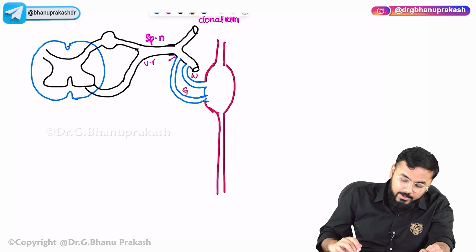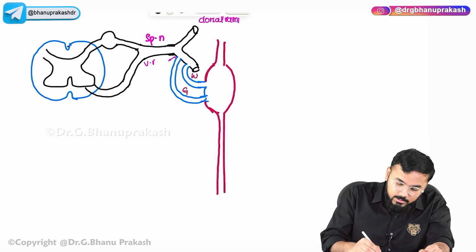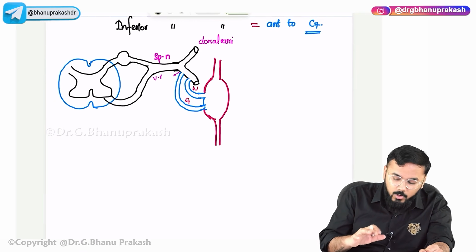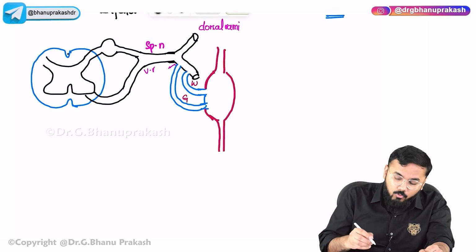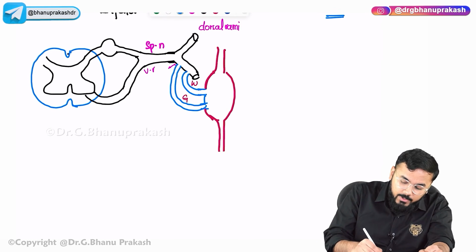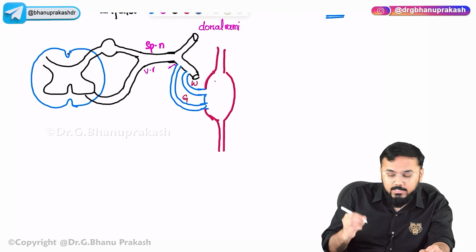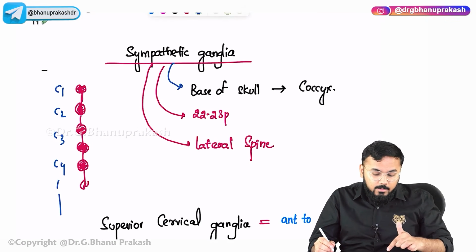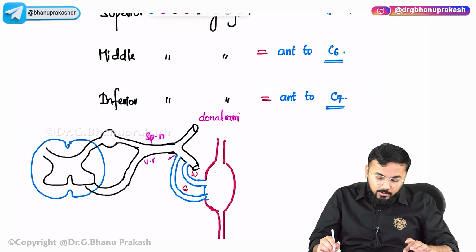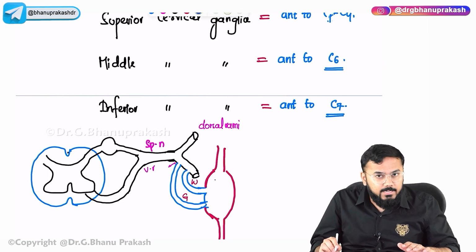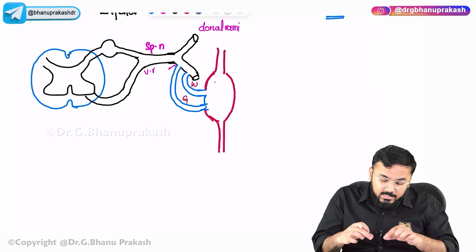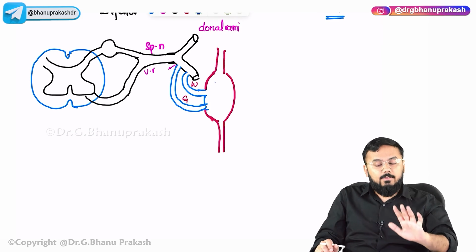Let me just wipe this away. Right, now you understood this. This particular structure over here is called a ganglion, the particular ganglion which I have shown you here. All these are the sympathetic ganglion. Now in the cervical region, how many sympathetic ganglia will be there? I told you 3: superior, middle, and inferior. Think that this is a superior cervical ganglion.